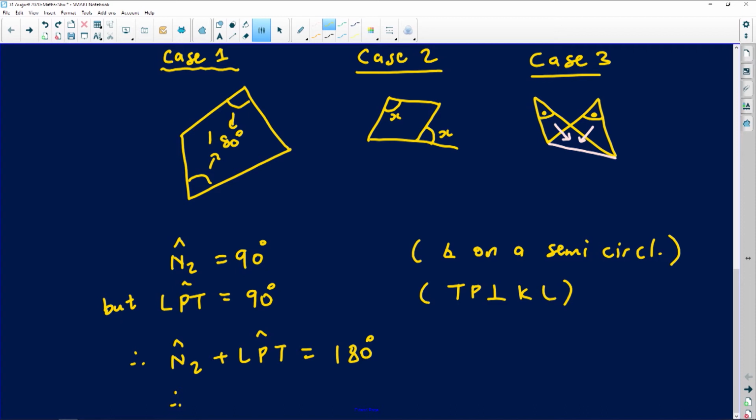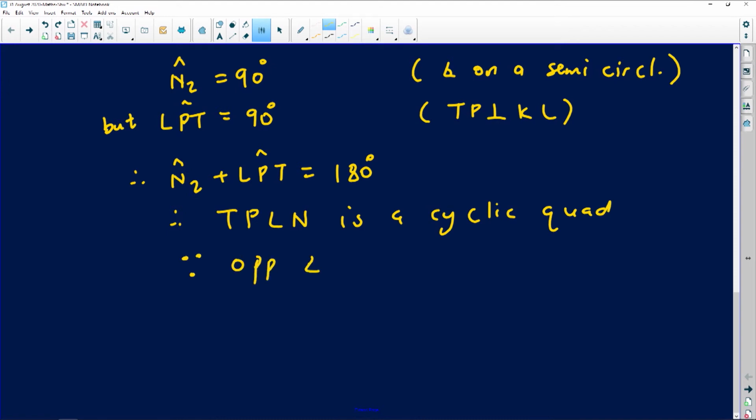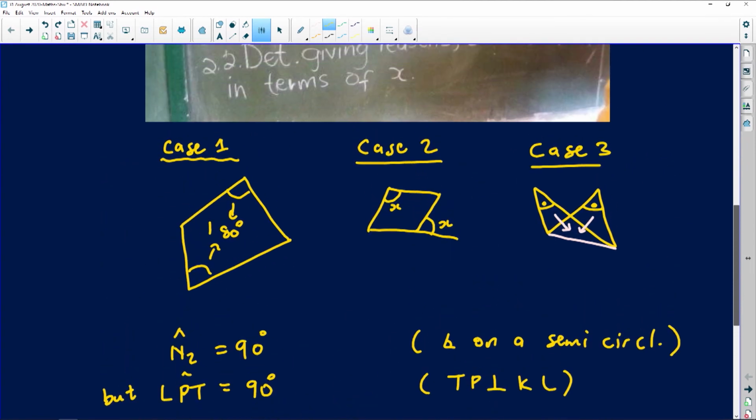Therefore, the quadrilateral that we are looking at is definitely going to be a cyclic quad. So I can then conclude from here that indeed TPLN is a cyclic quad. Why am I saying this? Because opposite angles add up to 180 degrees, which means opposite angles are supplementary. You can even say that opposite angles add up to 180 degrees, or opposite angles are supplementary. Awesome question indeed. I hope you now see what you had to do in that particular case.